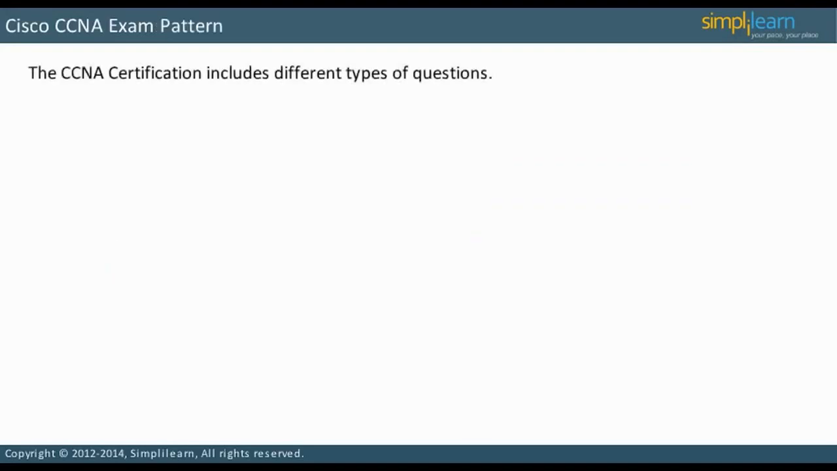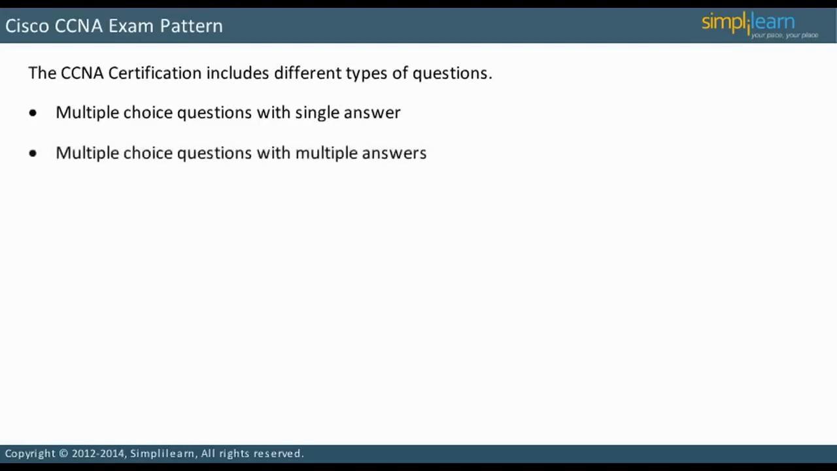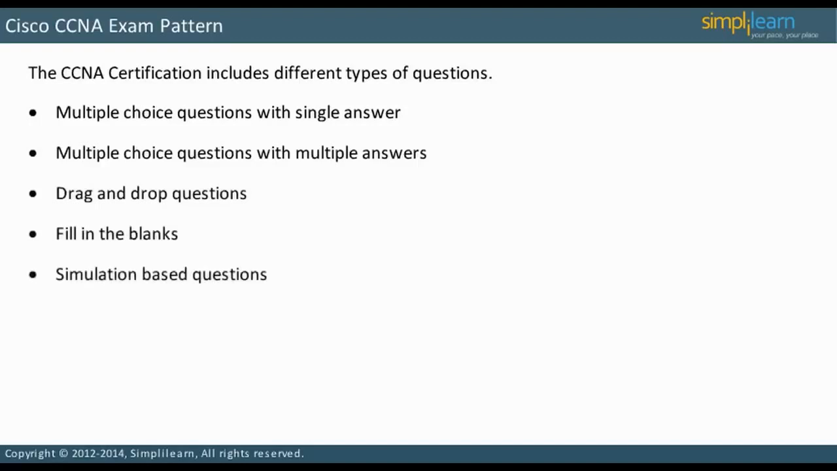The Cisco exams include different types of questions: multiple choice questions with single answer, multiple choice questions with multiple answers, drag and drop and fill in the blank, and router and switch simulation questions. These test the participant's level of knowledge in using, maintaining, and configuring the devices. In the next slide, we will look into CCNA-X exam.